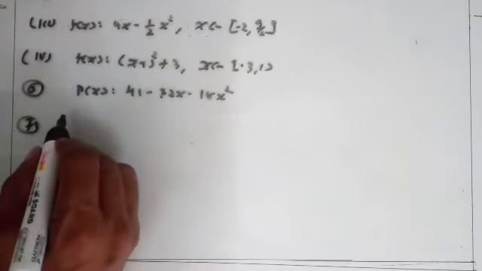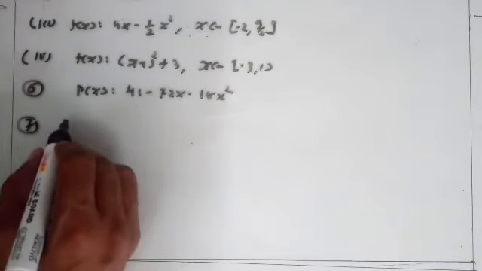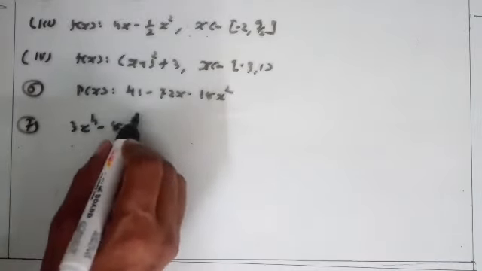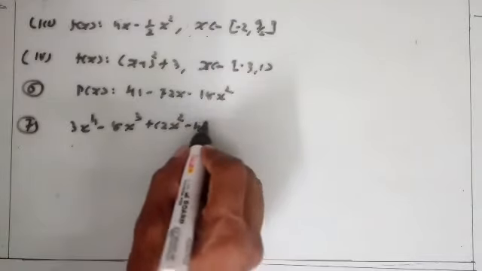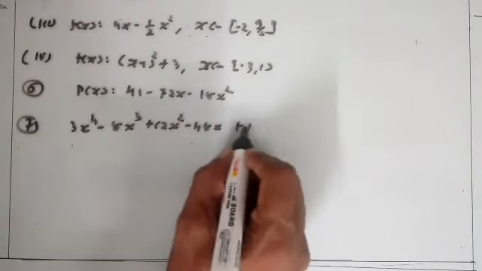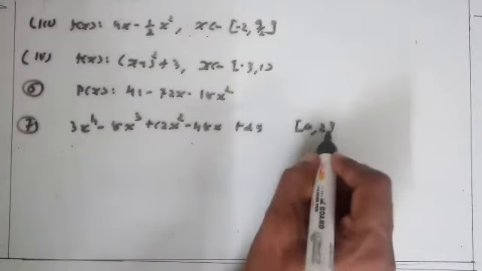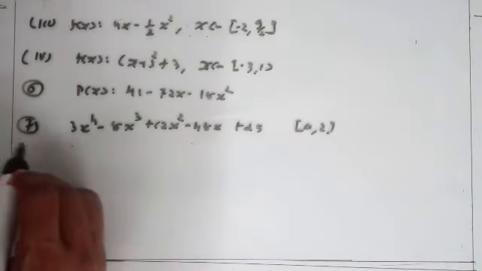Same for question number 7. Find both the maximum value and the minimum value of 3x raised to 4 minus 8x raised to 3 plus 12x square minus 48x plus 25 in the interval 0 to 2. You know how to find this, the absolute maximum and minimum value.